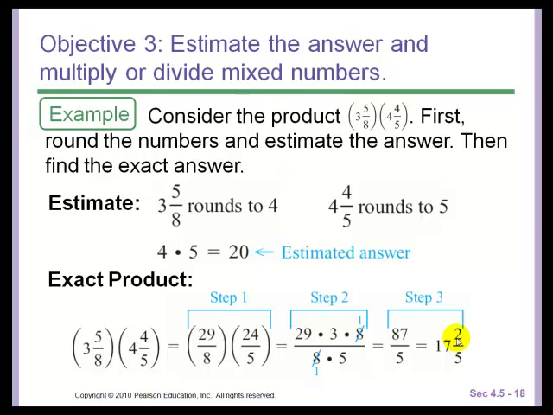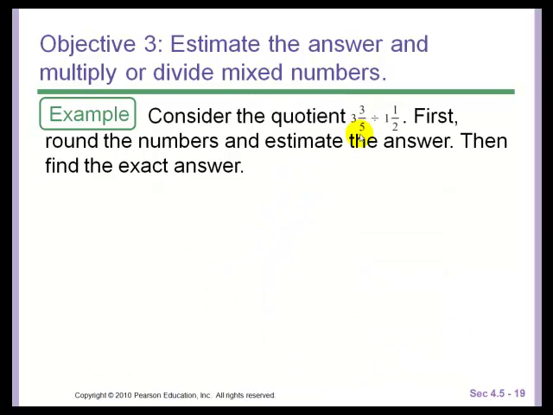Now we will do the division, or the quotient, 3 3/5 divided by 1 1/2. 3 3/5: 3/5 is bigger than a half, so that rounds to 4. 1 1/2 is exactly in the middle. In math, we always round up when it's exactly in the middle. In your science classes, they have slightly different rules about what to do when it's exactly a half.